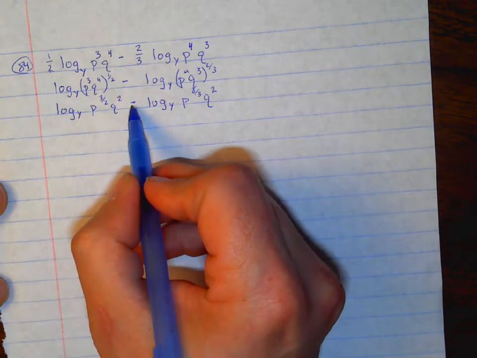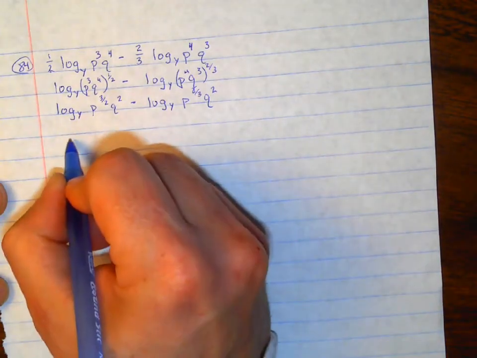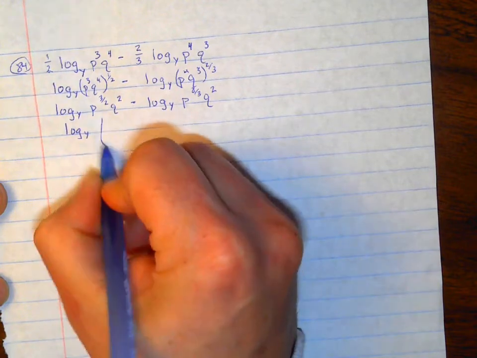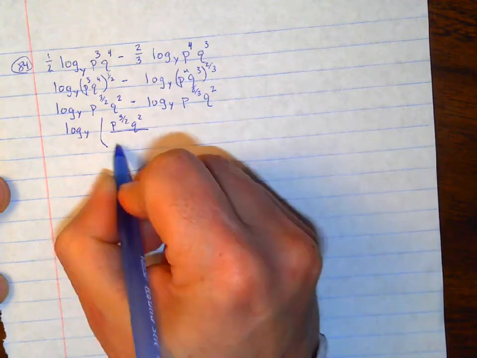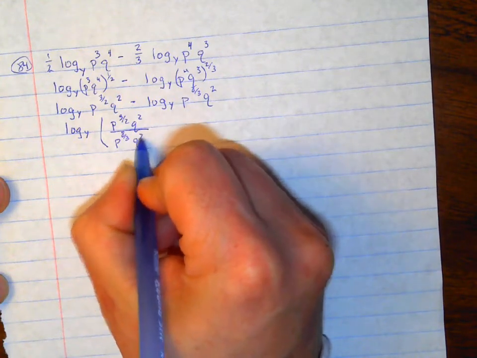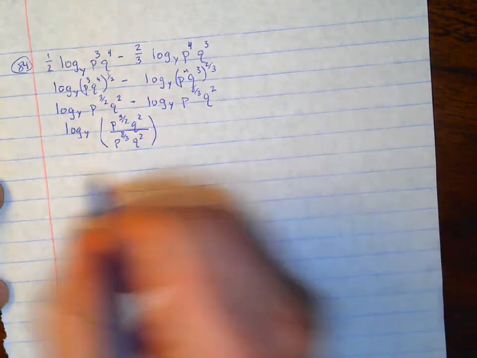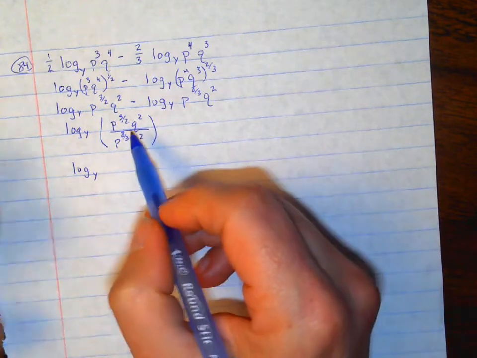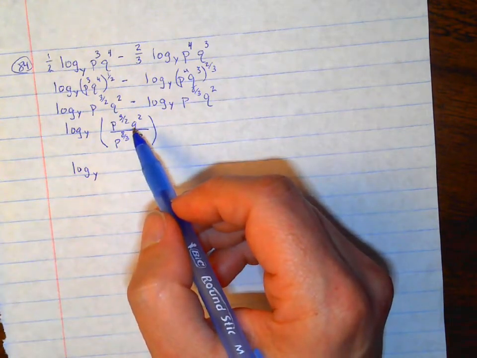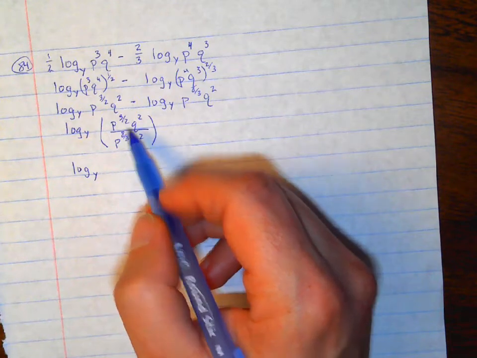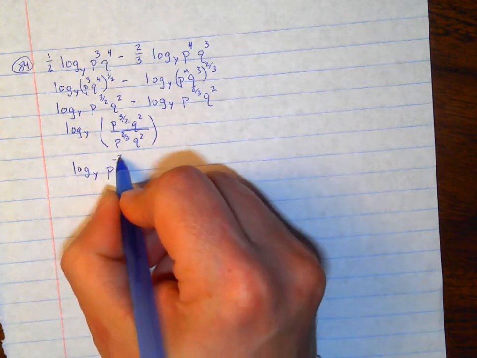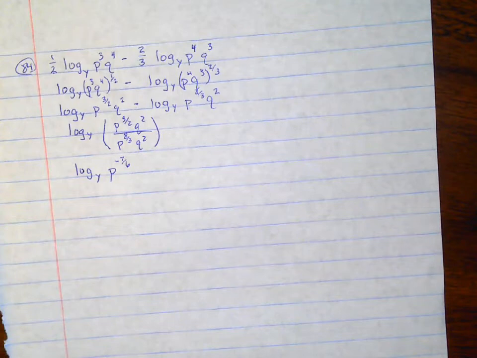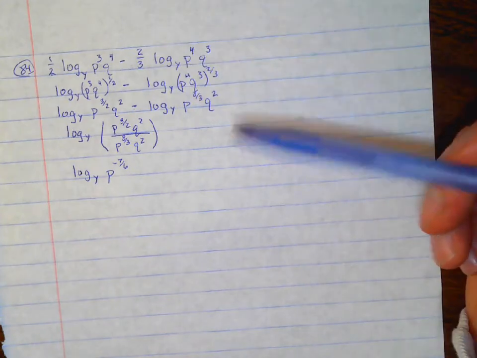Okay, when I subtract, I can use that quotient rule. So this is going to be the log base y of p to the 3/2 q squared over p to the 8/3 q squared. Now I can work with my exponents here. Okay, so I'm going to divide these, right? So the q's will cancel, and this will be p to the -7/6. 3 minus, yeah. So you get common denominators, or just use your calculator or whatever to do that. Okay.